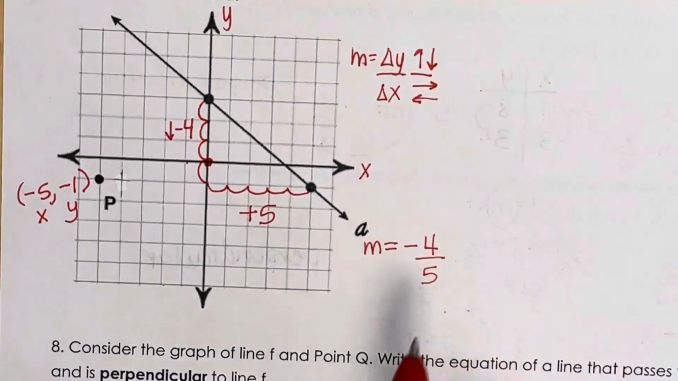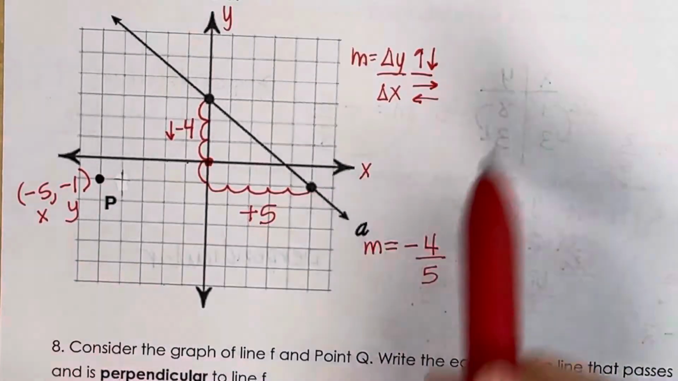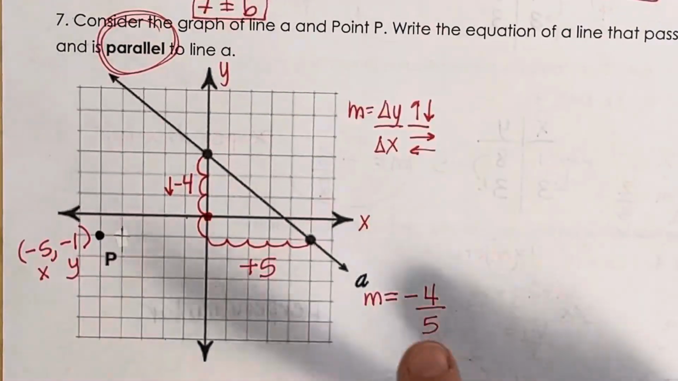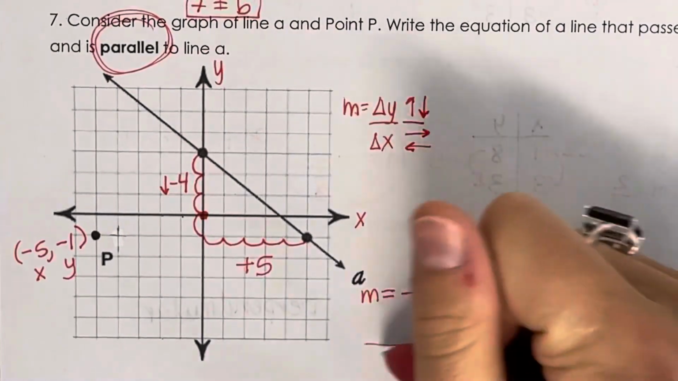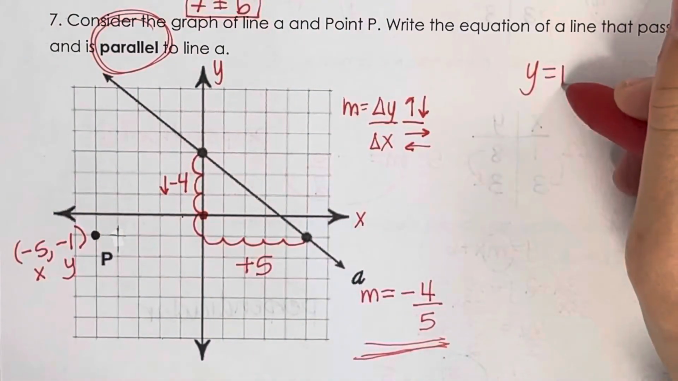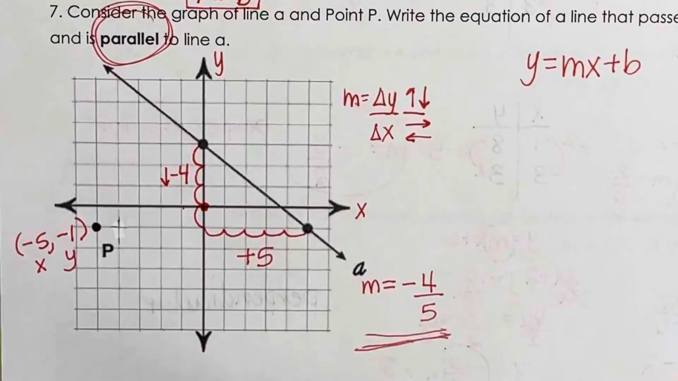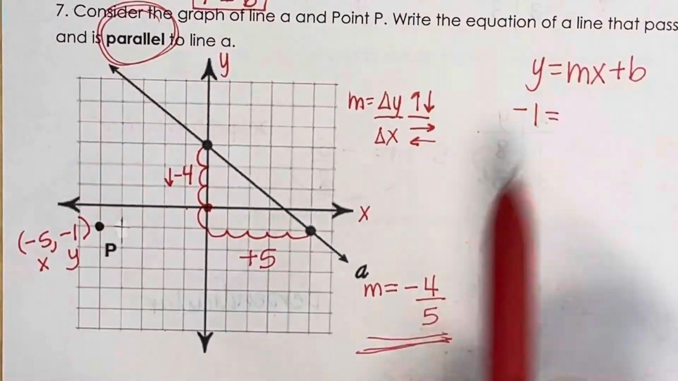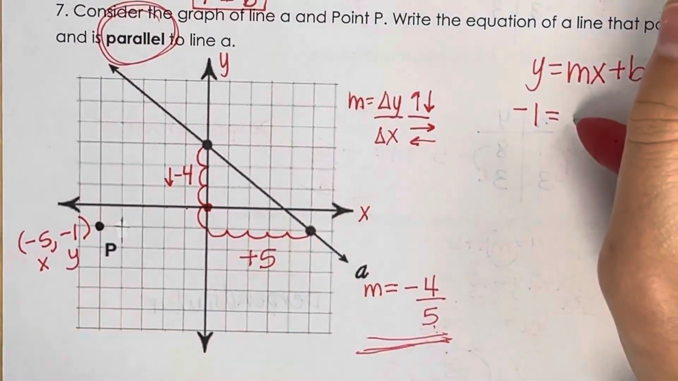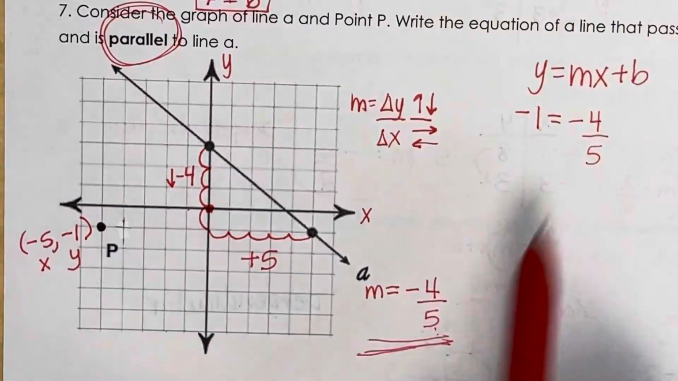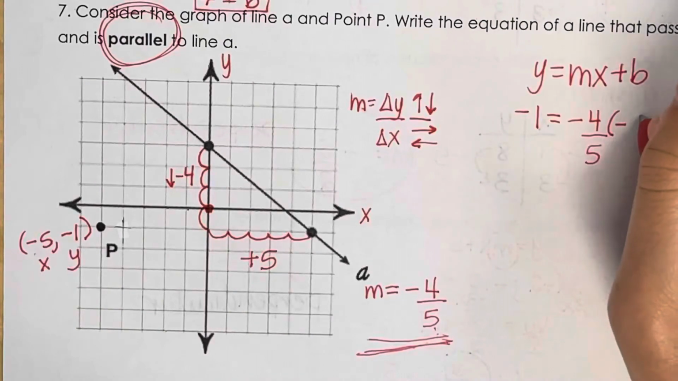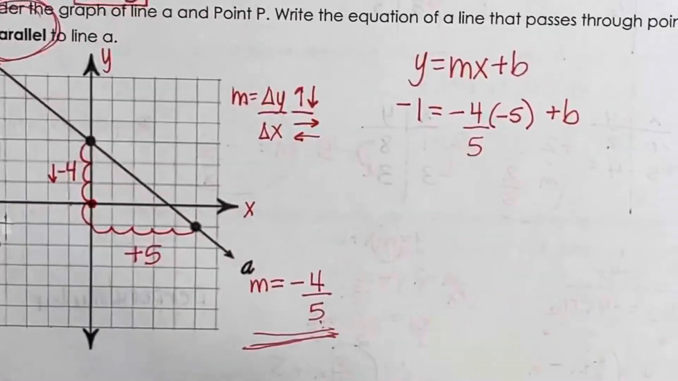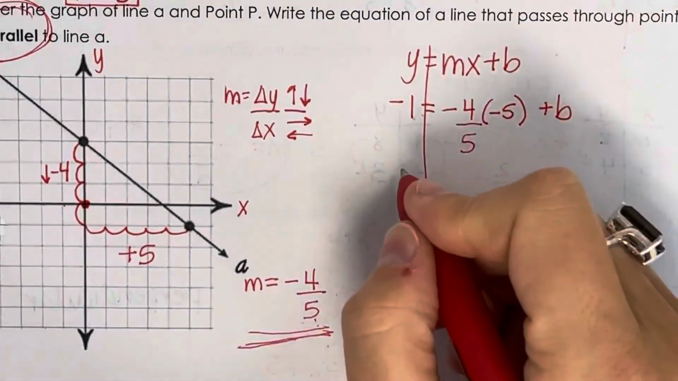Now, I've got the slope, I've got my point. I want to write the equation of a line that is parallel, so it should have the same slope as this one. So I'm going to plug it into the equation y equals mx plus b. For my y value, I'm going to plug in the negative 1. For my slope, my m, I want it to be the same since it's parallel, so I'm going to plug in negative 4 over 5. For my x value, I'm plugging in negative 5. And then I put plus b because that's what I'm solving for. So I'm going to do my fraction first.